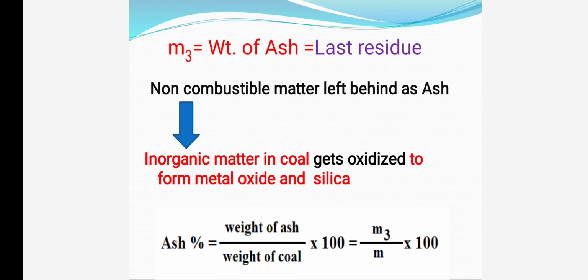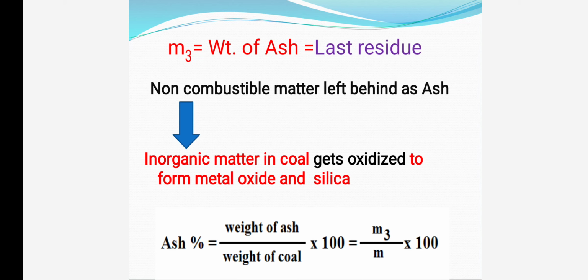Now, how is ash produced? Ash is produced due to the presence of non-combustible matter in the coal. So non-combustible matter is converted into ash, or you can say it is left behind as ash. Now what is present in non-combustible matter? Some inorganic matter is there. That inorganic matter is non-combustible matter.